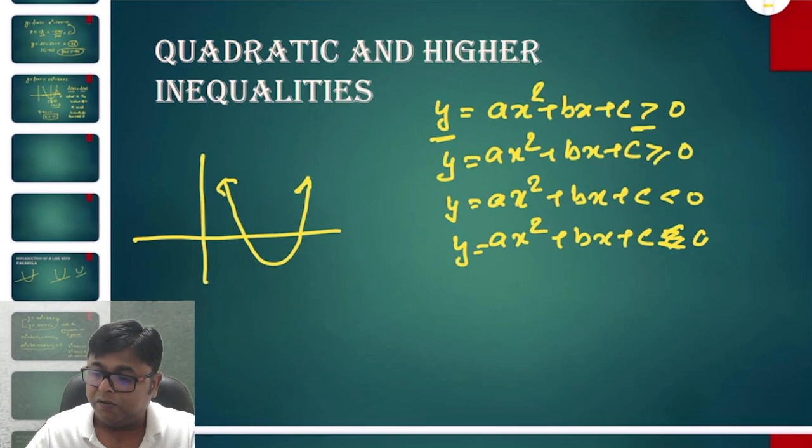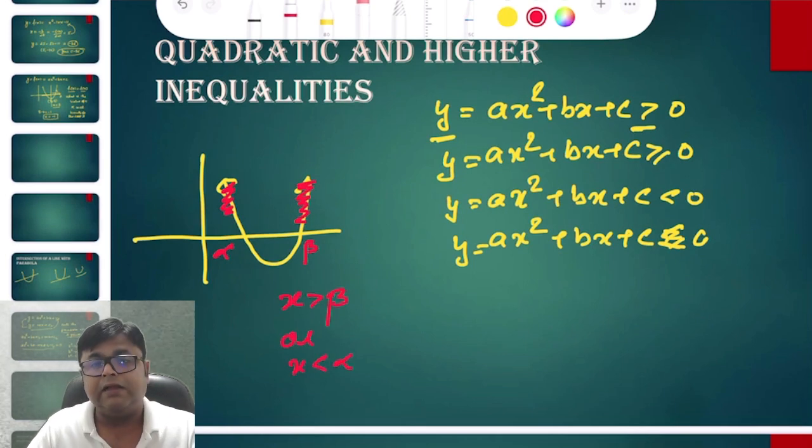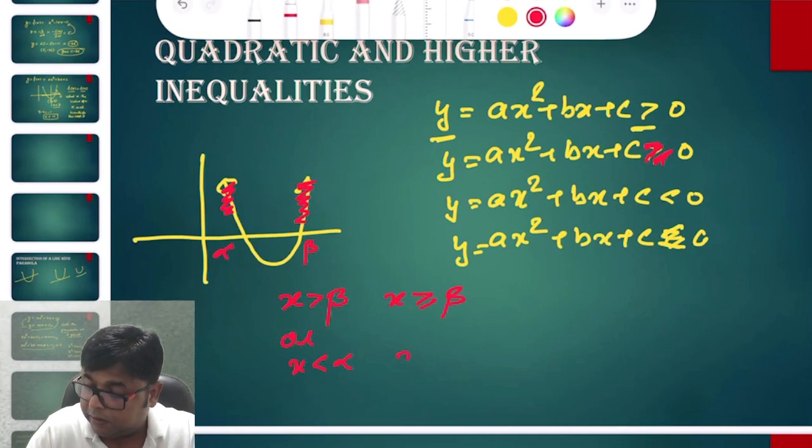So for this I will look for the part of the curve which is above the x-axis, which is here or here. So if this root is say alpha and this root is beta, my solution becomes that x will be greater than beta or x less than alpha. And if this equality is there, then I will put an equality here also, right? So this is the case when we have greater than or greater than or equal to for a cup-shaped curve.